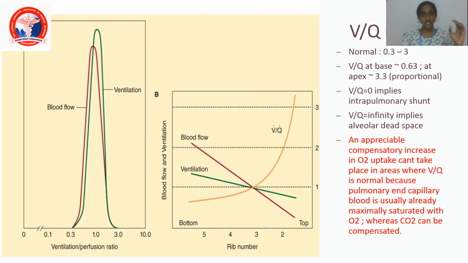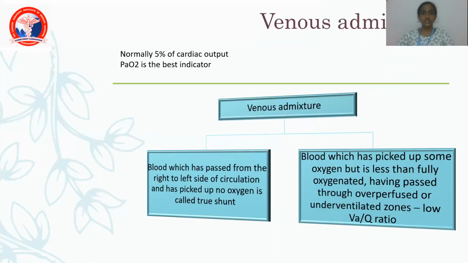Shunting means deoxygenated blood will enter from the right side of the heart towards the left side of the heart. So venous admixture. Normally it is 5% of the cardiac output. Venous admixture is a normal phenomenon only, but when it occurs more than normal, then it is disastrous.